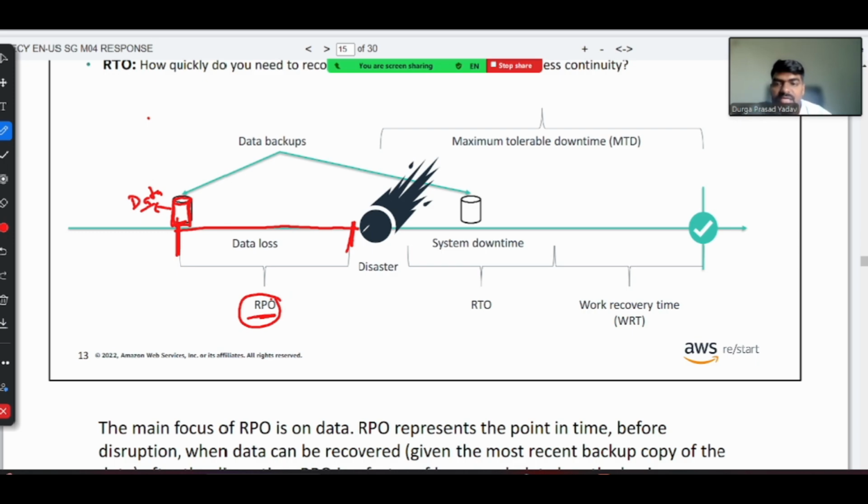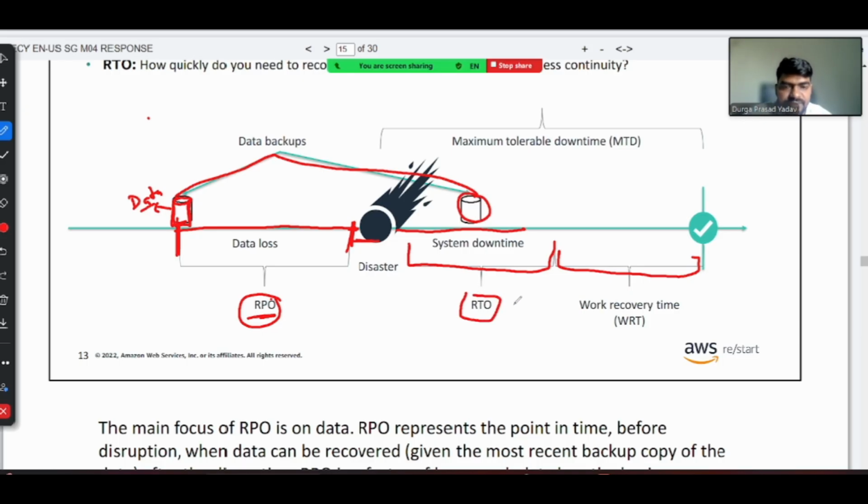And then the disaster came. Because of the disaster, the system went into downtime, and you started taking the backup. Now you got your data back here, and you take some time to recover to the normal position, right? And then we do have work recovery time. So if you see this, recovery time objective plus work recovery time is the maximum tolerable downtime, and after that your business will be correct and you can start working again, right?